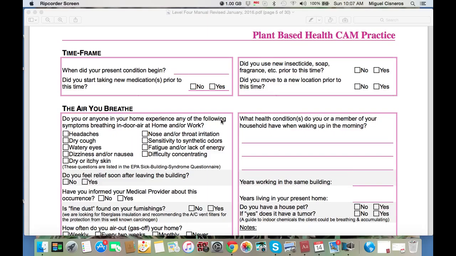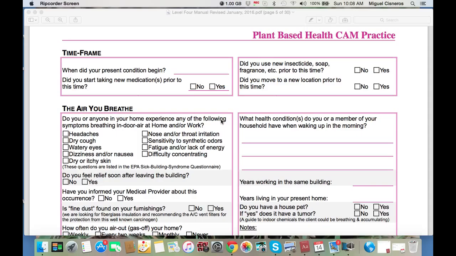And usually when you do that, you begin to look at the reasons. And in practice, I have had folks that have had headaches for 7 years, and then we find out that 7 years ago they moved to a new home, and when they open windows, they don't have a headache anymore. So many times, or they don't have asthma, or they don't have allergies. So you look at the time frame, and that will tell you a lot. Did you start taking new medication? We also look for this within that time frame, if that was a side effect. Did you use new insecticide, soap, fragrance prior to this time?